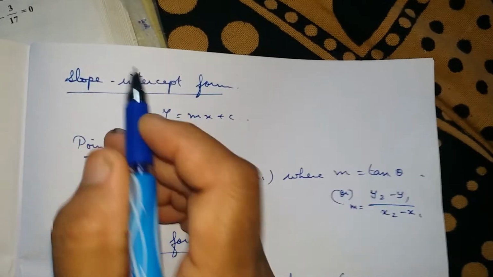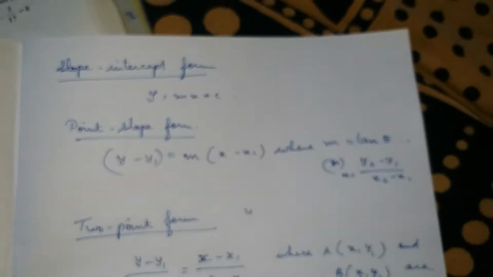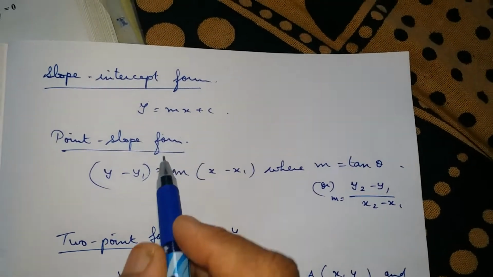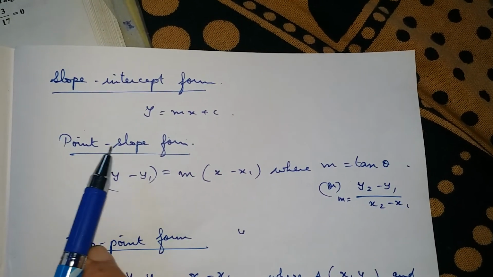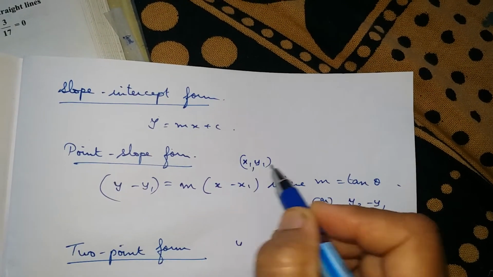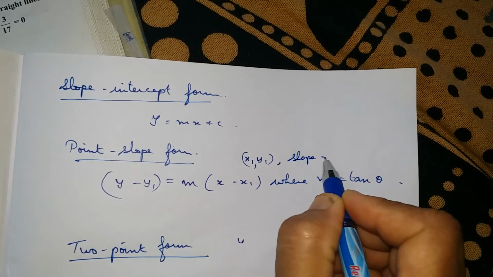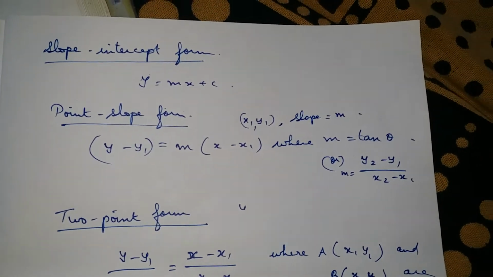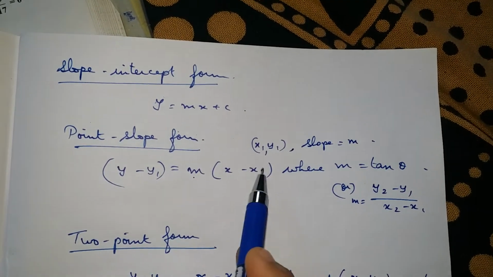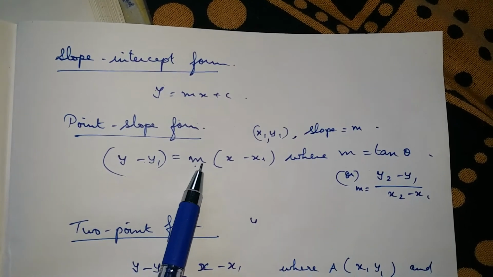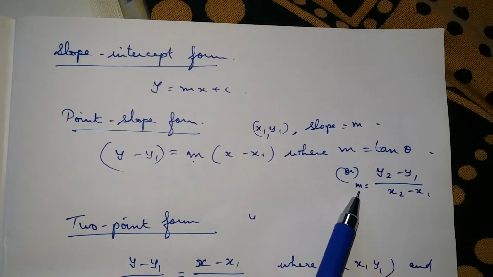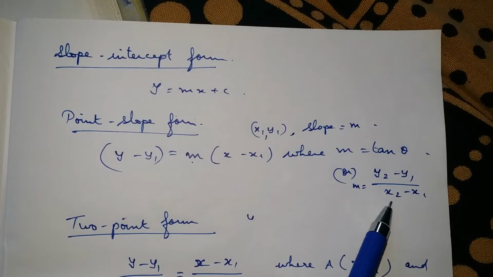Slope intercept form: when the slope and the intercept value are given, intercept means the point where the line crosses the y axis, your equation is y is equal to mx plus c. When a point x1, y1 and the slope m are given, you use the formula y minus y1 is equal to m into x minus x1. If m is not given, when the angle is given, m is equal to tan theta, and when two points are given, m is equal to y2 minus y1 by x2 minus x1.